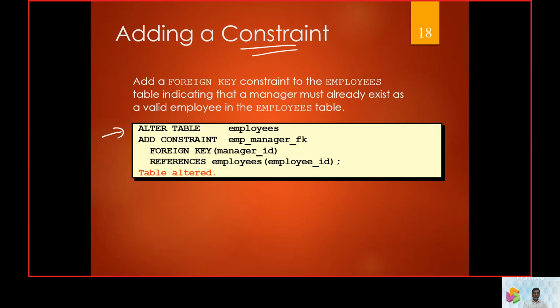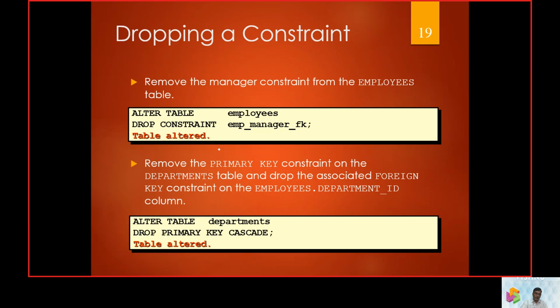So we have alter table followed by employees. Now we are going to make an add constraint operation. At this point of time, we are going to make a reference to the employee table, and thereby we are going to add a constraint to the manager as it is going to be a foreign key at this point.